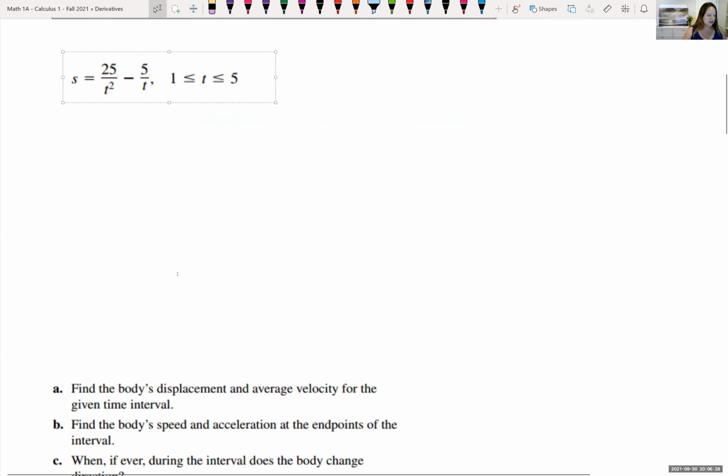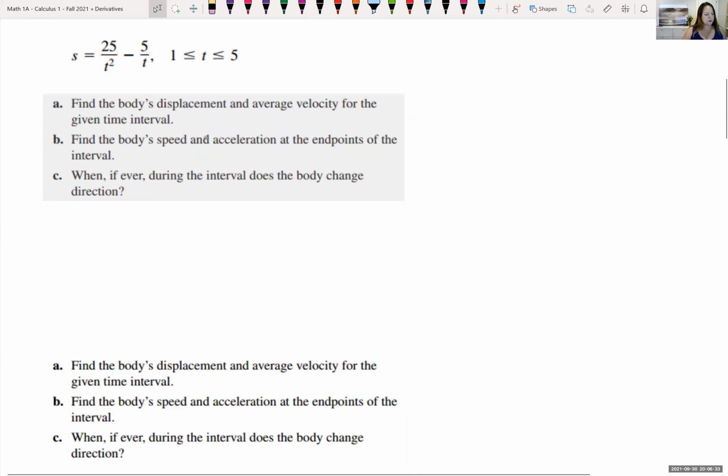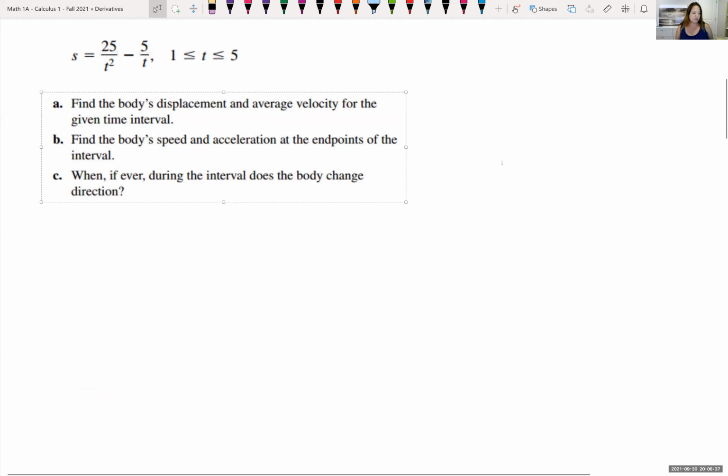And so in here we have our position function. In this case, we have 25 over t squared minus 5 over t. We're given that the time interval that we're looking at is between 1 and 5 seconds. I'm assuming these are seconds. And we were talking about position being meters. So part A says find the body's displacement and the average velocity for the given time interval.